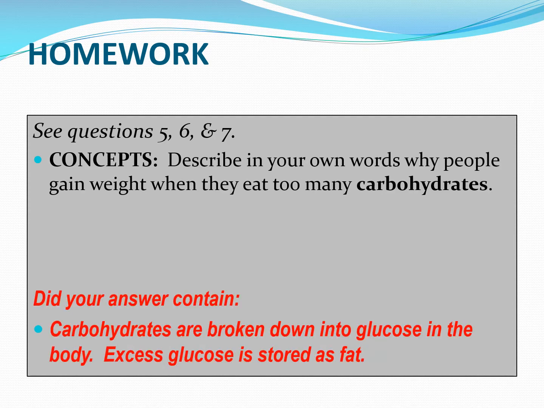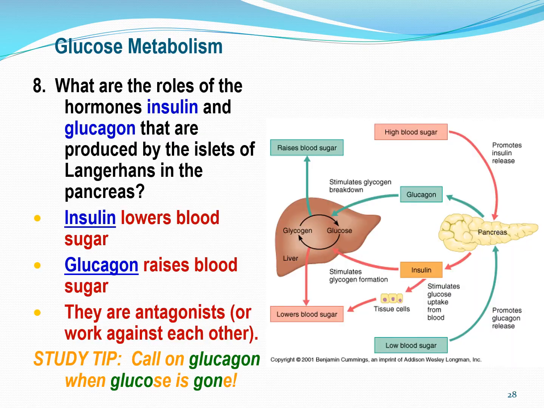Remember, carbohydrates are broken down into glucose. In the body, excess glucose is stored as fat. So we're still on glucose metabolism. What are the roles of the hormones insulin and glucagon that are produced by the islets of Langerhans in the pancreas? Insulin lowers the blood sugar, right?